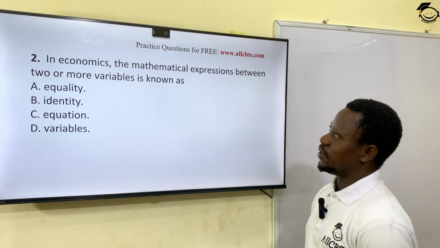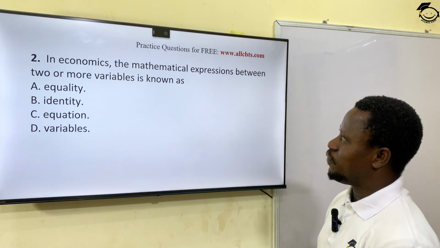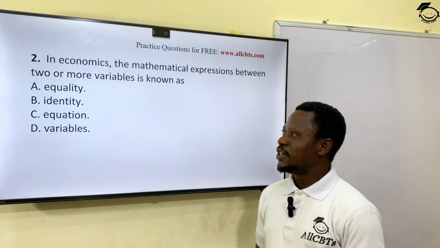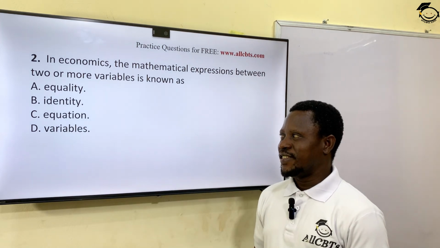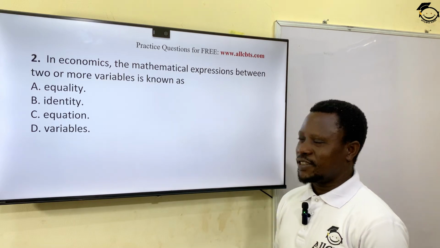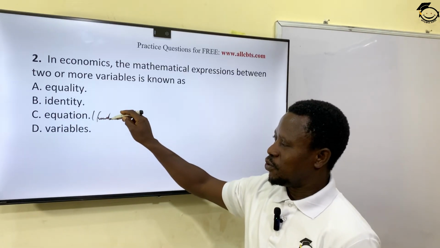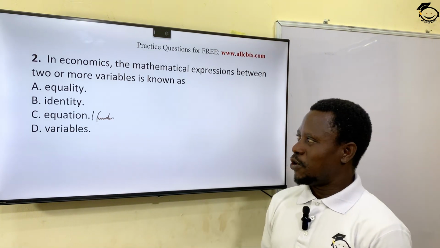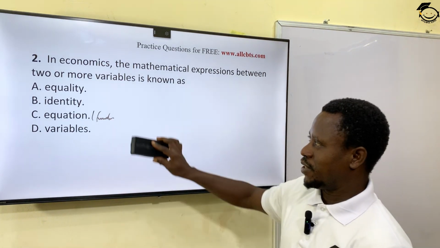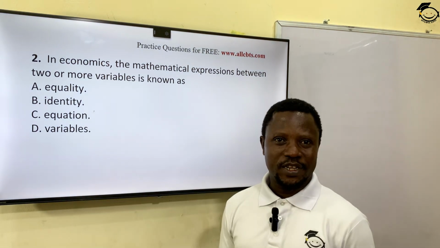In economics, the mathematical expressions between two or more variables is known as equality, identity, equation, variables. The correct answer here is equation, or you call it function. Equation or function. So option C is correct. Equation or function. All right, let's move to the next question.